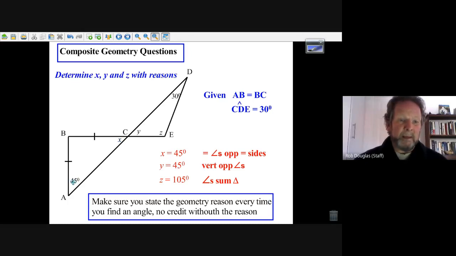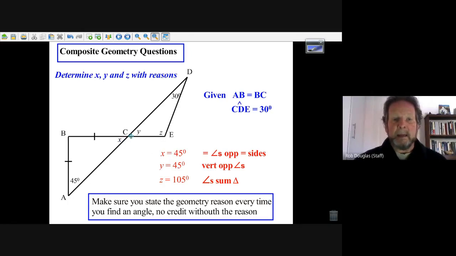Well, you know, because this angle here, BAC, is 45 degrees. I guess I should have written that in. You know that angle X has to be 45 degrees because there are equal angles opposite equal sides. So that's why X is 45 degrees. Okay, that's the first one. Remember, without the reason, you might end up with no credit at all. So make sure you put the reason there.